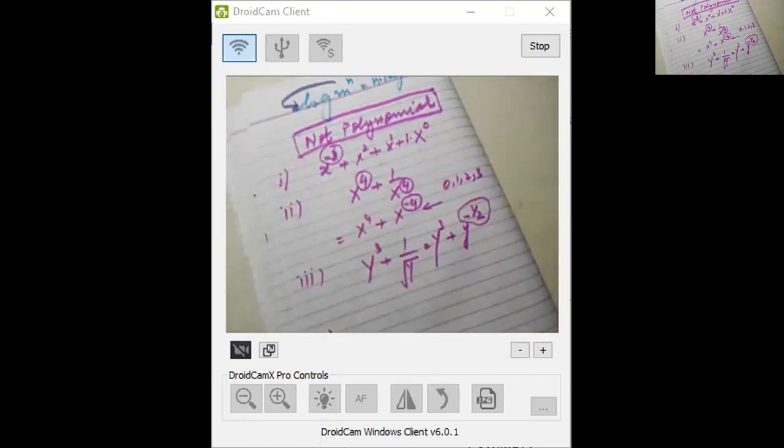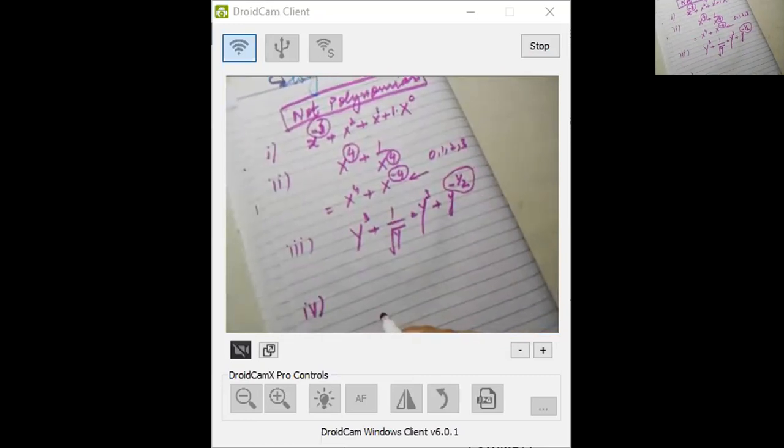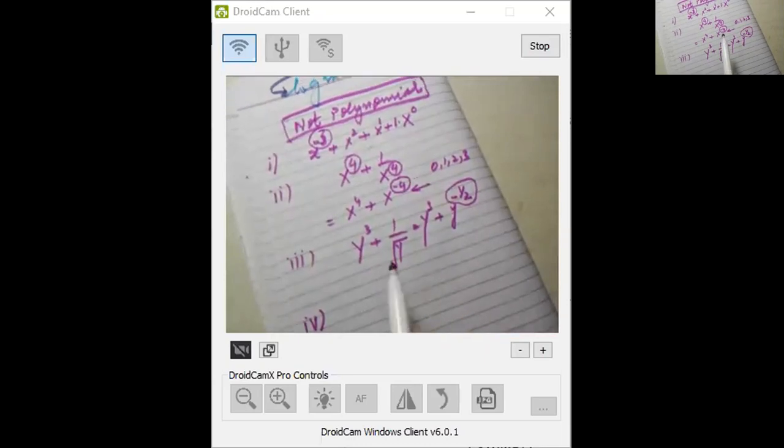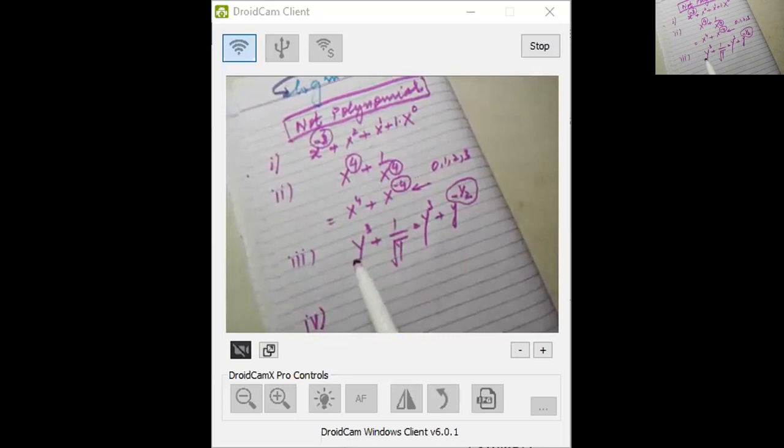Now, for your convenience, I want to add a few examples. We will take them from the exercise in a minute or two. I have just quoted these three examples which are not polynomials, and I am telling you the reason why these are not polynomials.